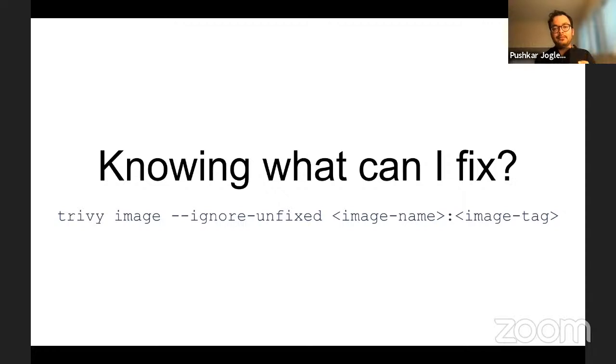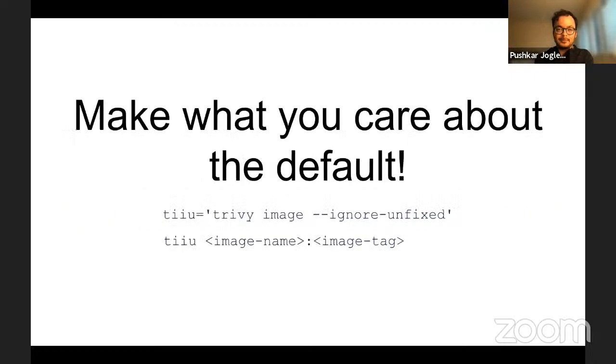And once you know what you can fix, then comes the next part: how do I fix it? Another thing is, sometimes this huge command can become hard to remember. So one suggestion I would make, and this is completely optional, is create an alias for this as your default, because this is what you really care about. Maybe security cares about all the vulnerabilities, but for you, you can create this alias and then run this four-letter command with your image and tag, and then you will always get the vulnerabilities that you can fix.